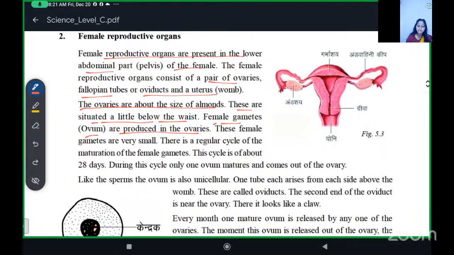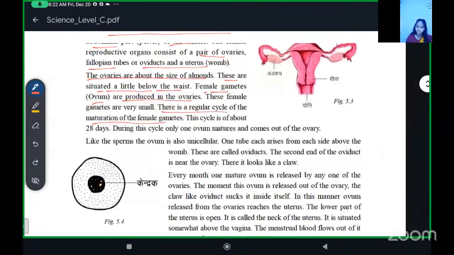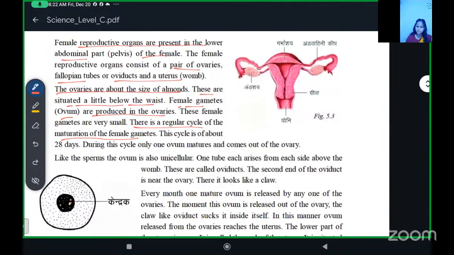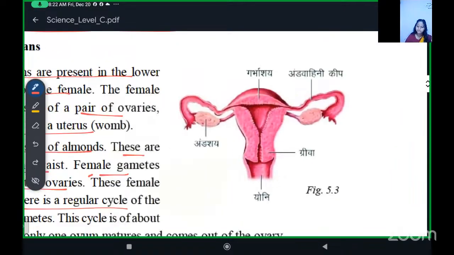Now, there's a regular cycle of maturation of the female gametes. The cycle is of about 28 days. During this cycle, one ovum matures and comes out of the ovary. Like the sperms, the ovum is also unicellular, meaning only one cell is there. One tube each arises from each side above the womb. These are called oviducts. The second end of the oviduct is near the ovary. There it looks like a claw.